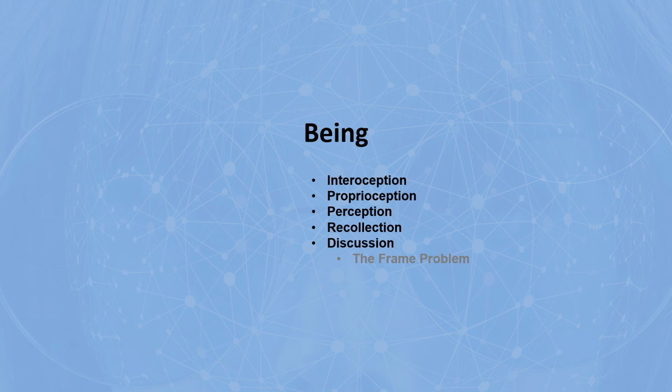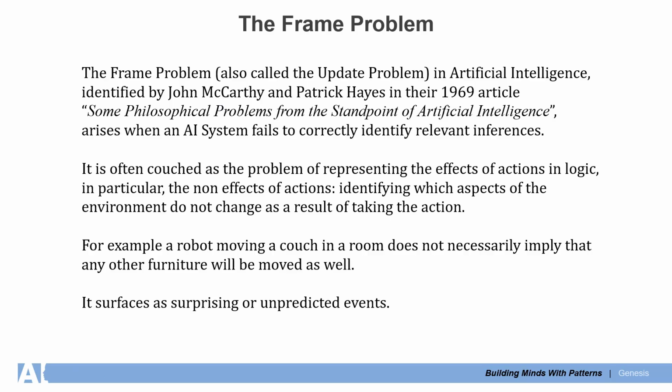There are two side issues that have to do with observation. One issue is called the frame problem. The frame problem, also called the update problem in artificial intelligence, was identified by John McCarthy and Patrick Hayes in their 1969 article, Some Philosophical Problems from the Standpoint of Artificial Intelligence. It arises when an AI system fails to correctly identify relevant inferences.